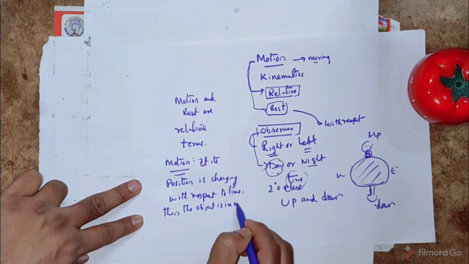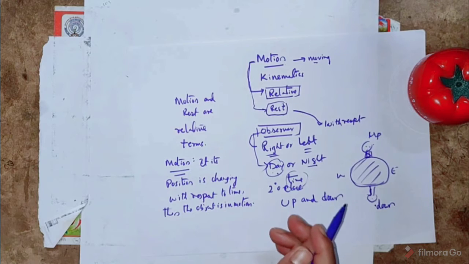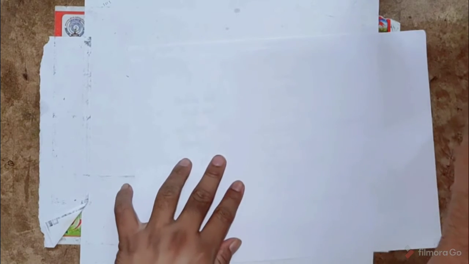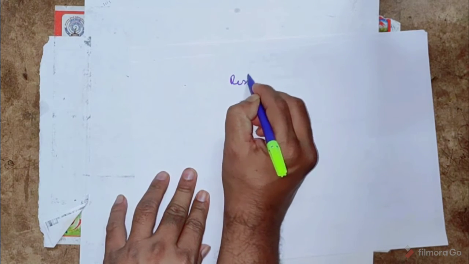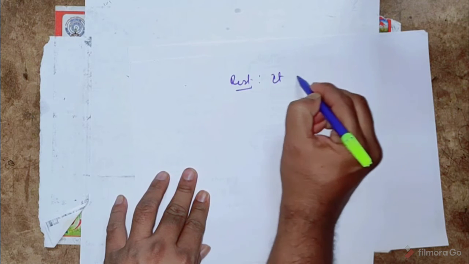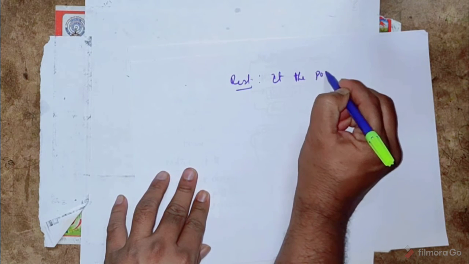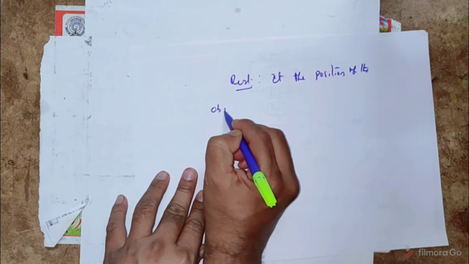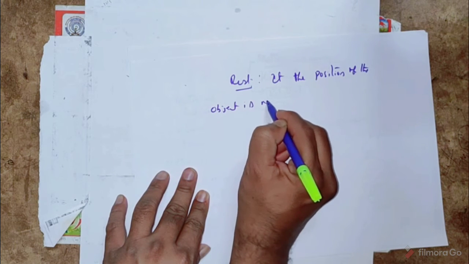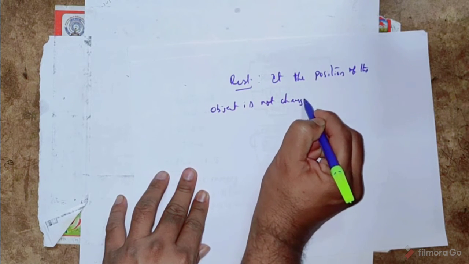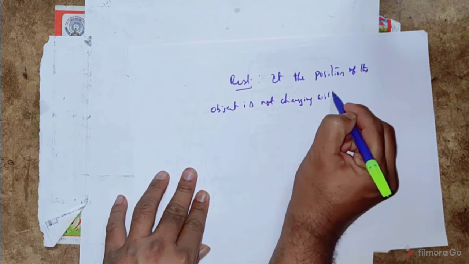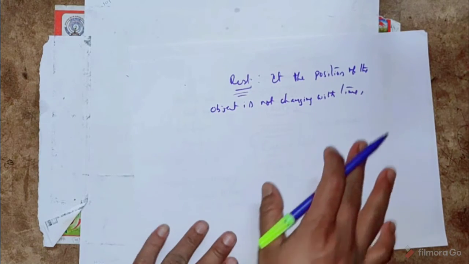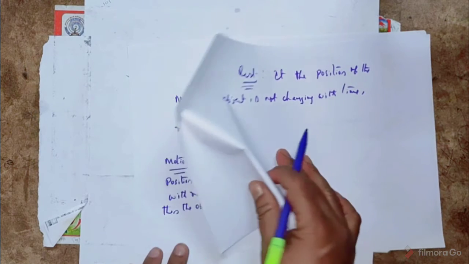That's very important. Similarly, the term rest: if the position of the object is not changing with time, then we call that the object is at rest. You need to understand the terms motion and rest.